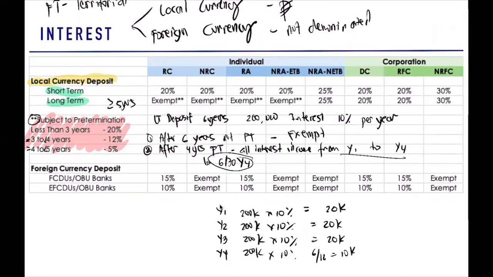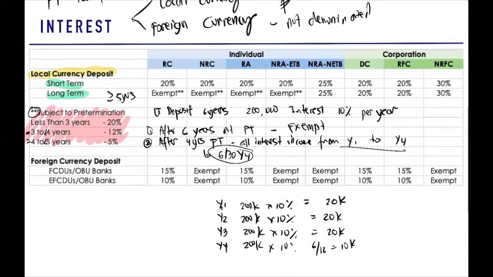10,000. Okay, so let's look as to whether it is within 4 to 5 years or 3 to 4 years. 1 year, 2 years, 3 years. So we have here 3.5 years. So it is 3 to 4 years pala. So 3 to 4 years, what is the rate? 12%. So you just total the interest income.